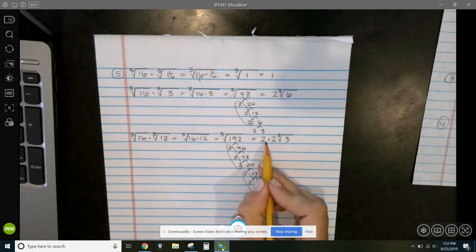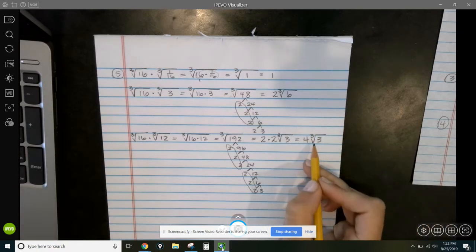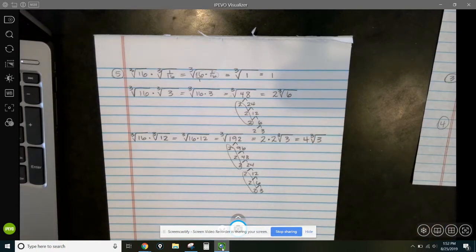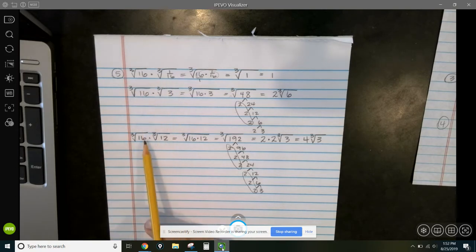I can simplify this in front of the cube root. 2 times 2 is 4. So my final answer would look like 4 cube root 3. So that's how you simplify these problems where they're asking you to multiply two things that are under the same radical sign.